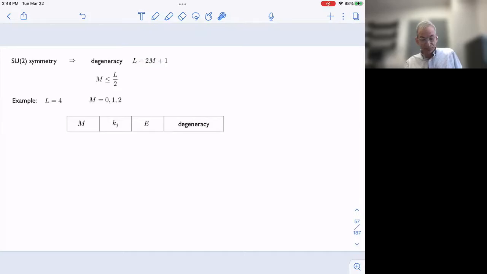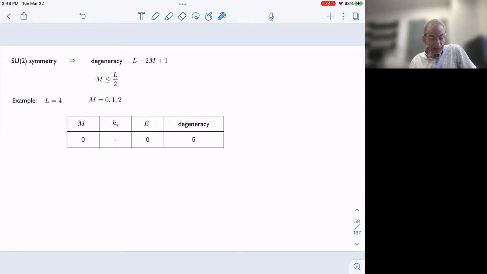So in the first row, m equals 0. That means that's the ground state. So no k's, zero energy. And according to this formula, it's 4 minus 0 plus 1. So degeneracy 5.